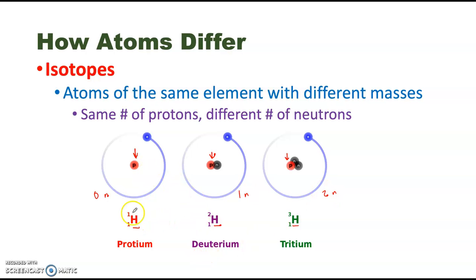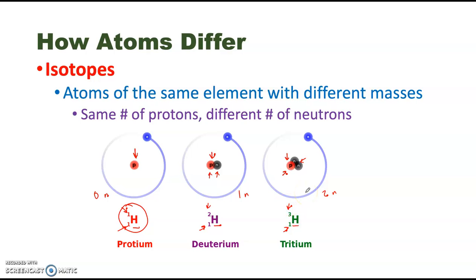So if you look, we write it like this. This is one way to write it, and that's coming up next too. The bottom number is the atomic number, 1. They've all got 1 proton. That doesn't change. However, the mass number is on top. 1 proton, 0 neutrons. 1 plus 0 is 1. 1 plus 1 is 2. And then we've got 1 proton and 2 neutrons. 1 plus 2 is 3.